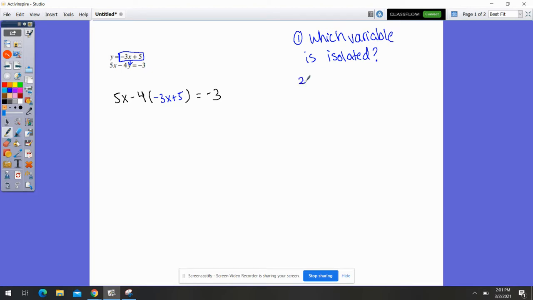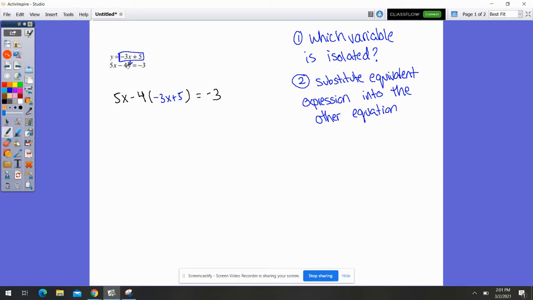So I just want to write that second step was to substitute the equivalent expression into the other equation. Okay, which is what we did. We substituted negative 3x plus 5 in for y in the other equation. Now let's start to solve this.